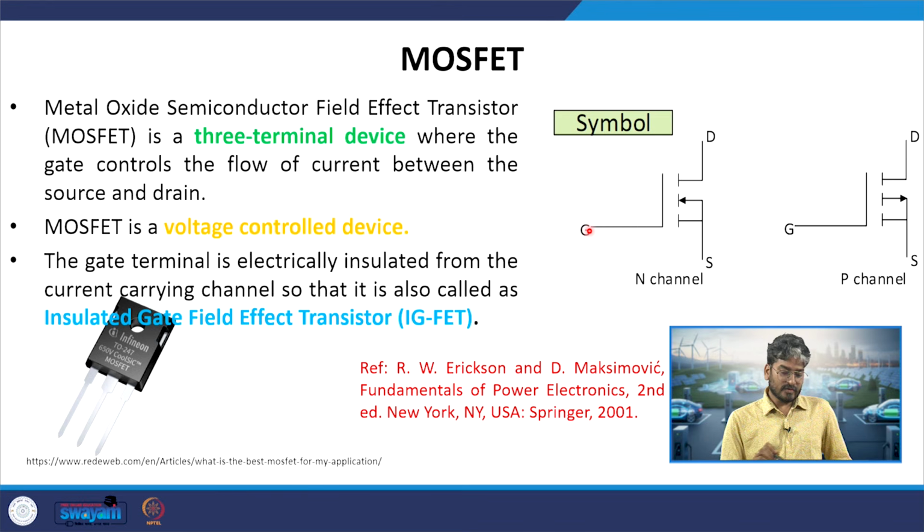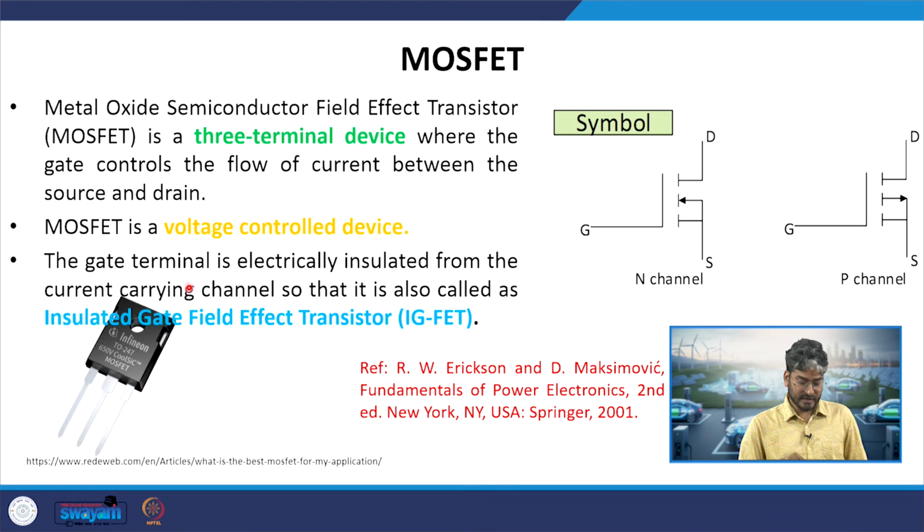So, what then is a MOSFET? MOSFET stands for metal oxide semiconductor field effect transistor. It is a three terminal device, of which drain and source are the power terminals and gate is the control terminal. The MOSFET is a voltage controlled device. What is the meaning of that? We provide a voltage signal at the gate terminal. Whenever this voltage signal is present, it turns on, or else it turns off.